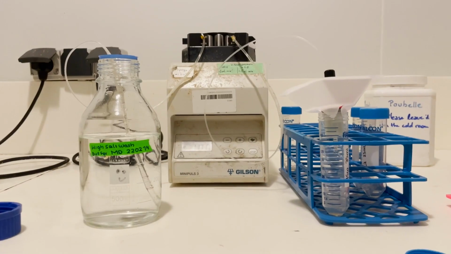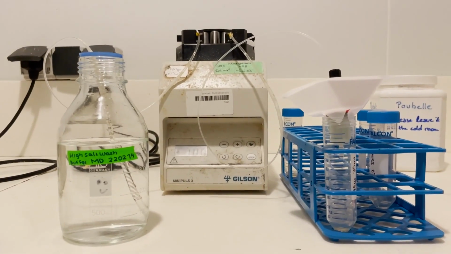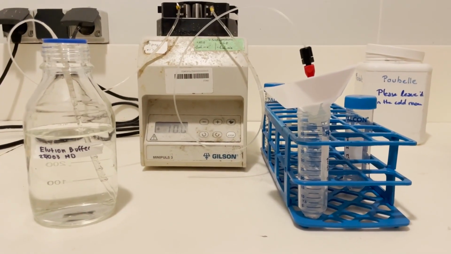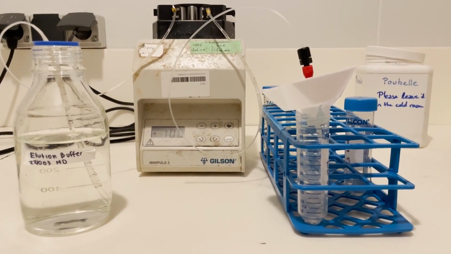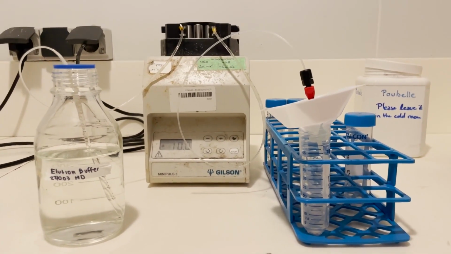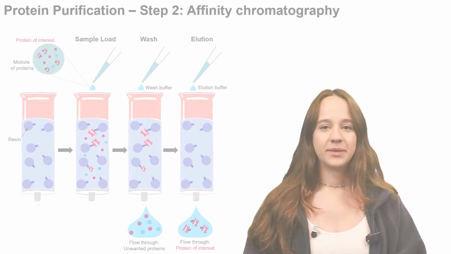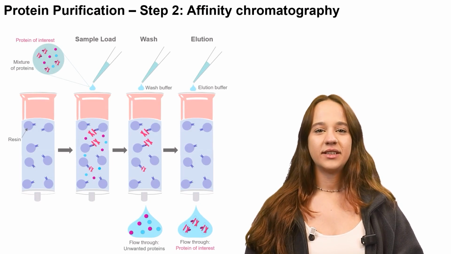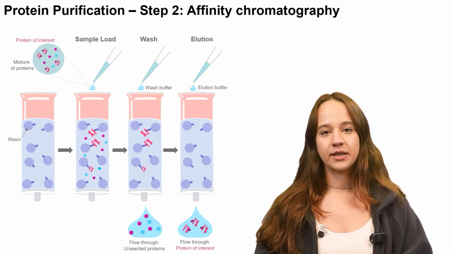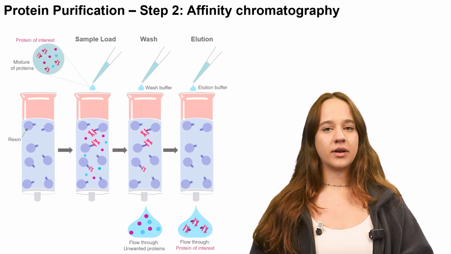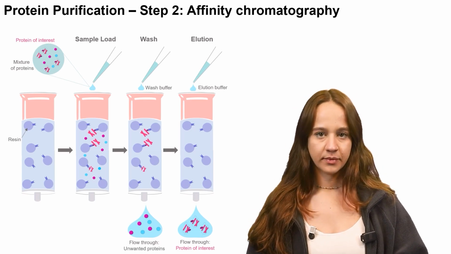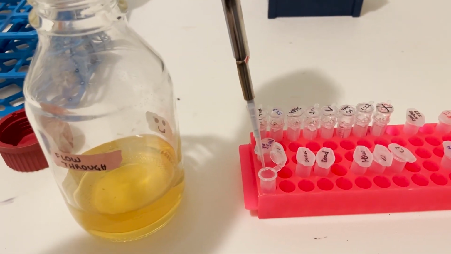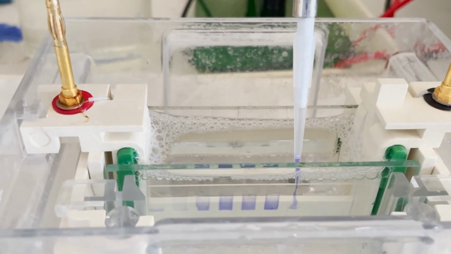Next, we wash the column with a buffer containing high salt to wash out any remaining impurities. Finally, we elute our recombinant protein by washing the column with a buffer containing a high concentration of imidazole. Imidazole is a compound that has high affinity for nickel ions. By competition, it therefore takes the place of our protein on the column and thus allows for our protein to be eluted.